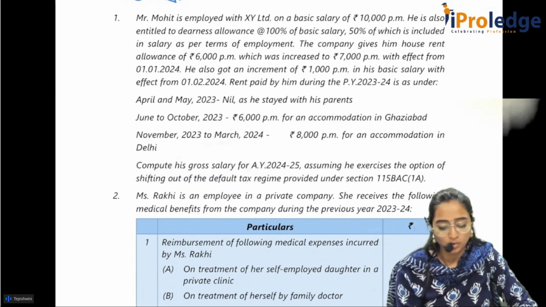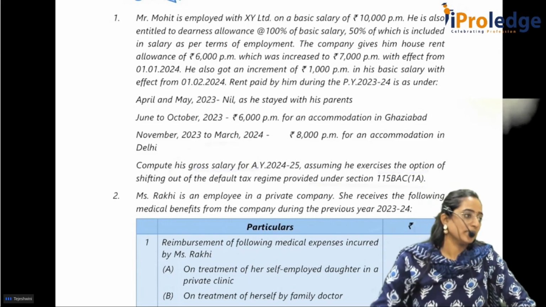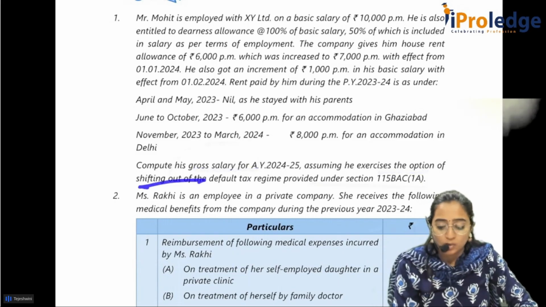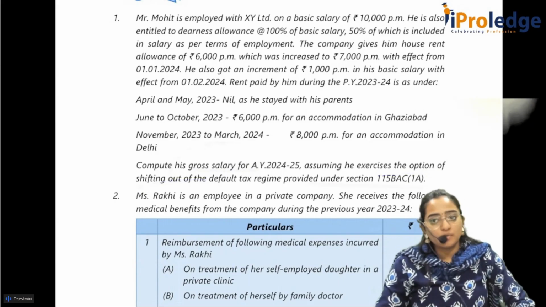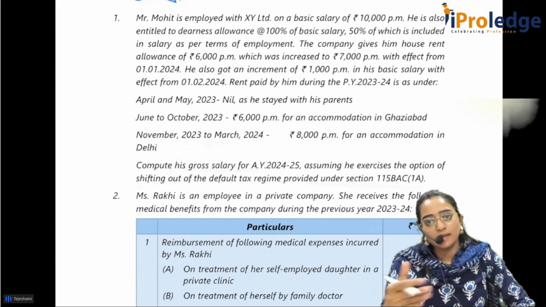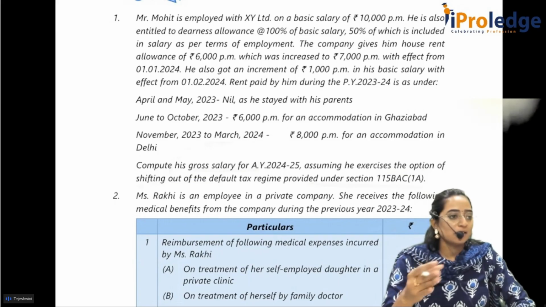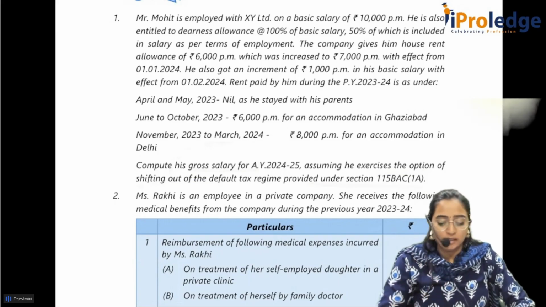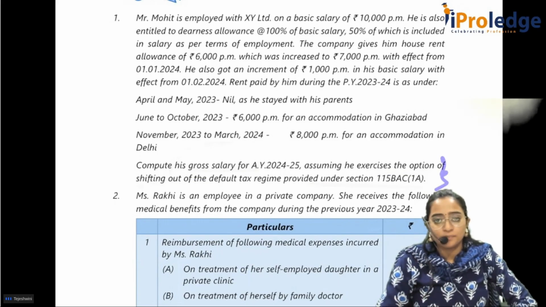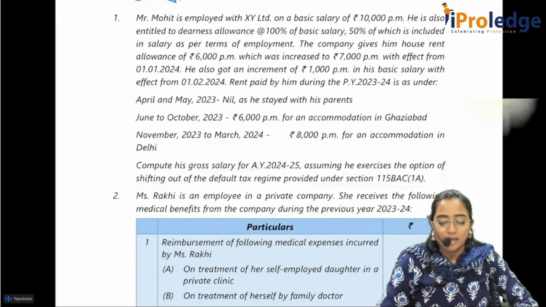We just ask you gross salary, assuming the answer is the option of 115 BAC. Sorry, he has opted out of the option of 115 BAC. It means he is not opting in for default tax regime. He is opting in for normal provisions only. That is what this line means. Clear? Now, you have to calculate gross salary.